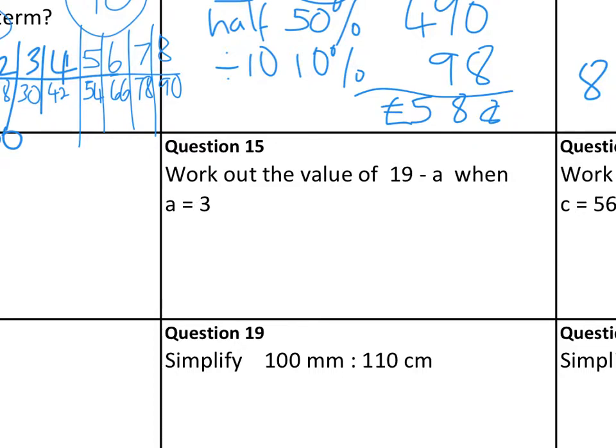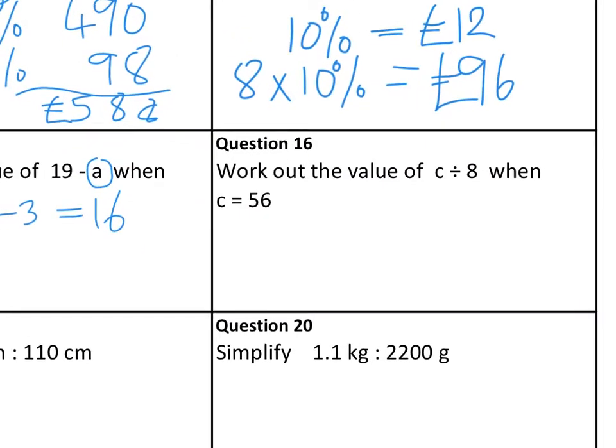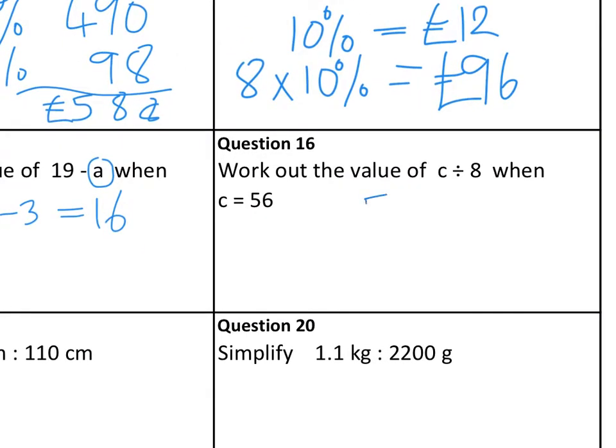Work out the value of 19 take away a when a is 3. So I just replace a with 3. So 19 take away 3, which is 16. c divided by 8, so that would be 56 divided by 8, which is 7.